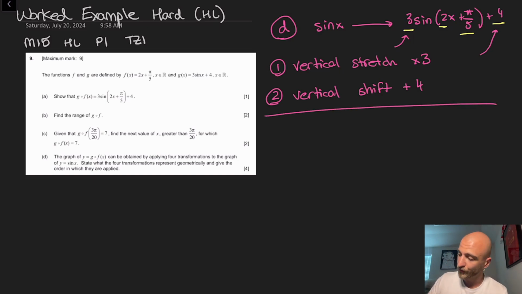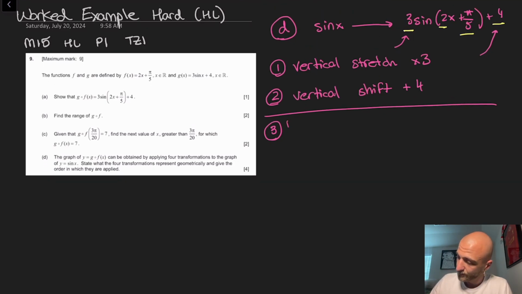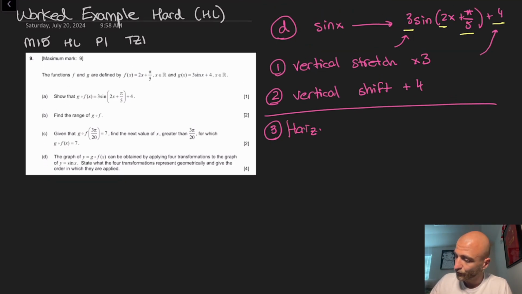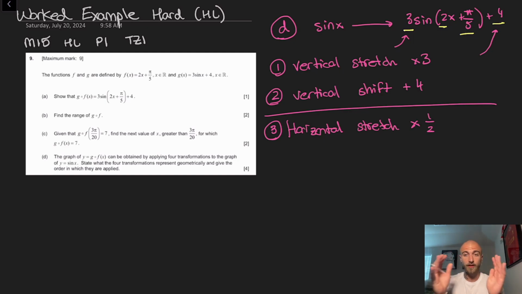Let's talk about the horizontal stuff. Now here, we see that we're only left with the stuff on the inside of the sine. Those are going to be the horizontal shifts and the horizontal stretches. We're first going to apply a horizontal stretch. And remember that these ones are the opposite of what you want. So if the coefficient is 2, it's a horizontal stretch of 1/2. Instead of a stretch by 2 along the horizontal axis, it's going to be half as wide along the horizontal axis.